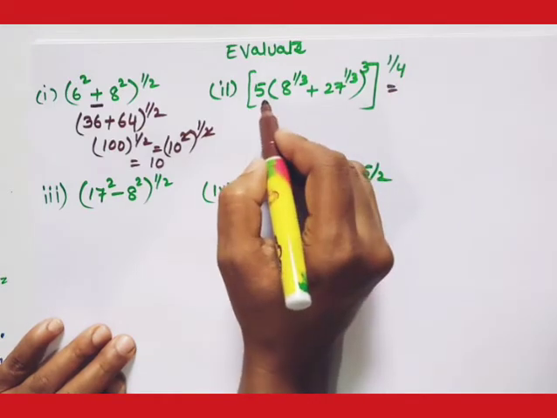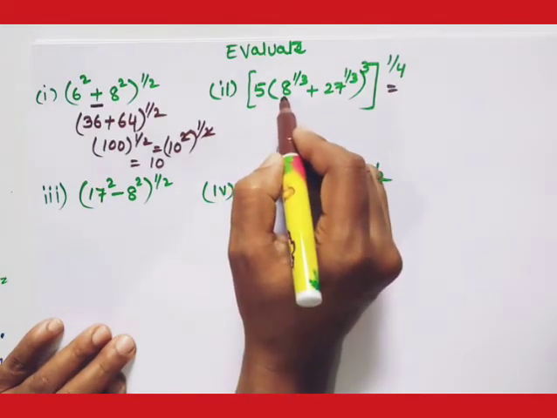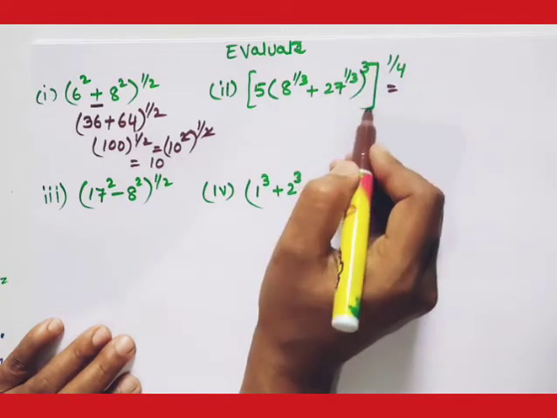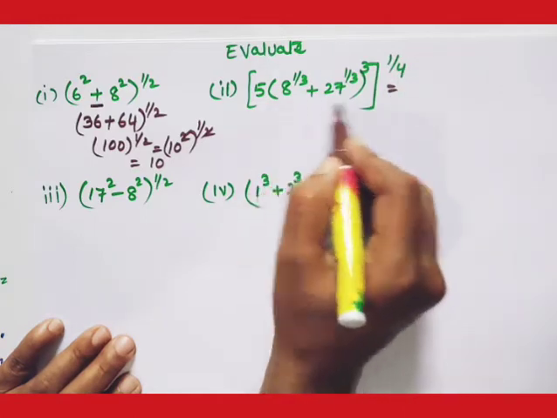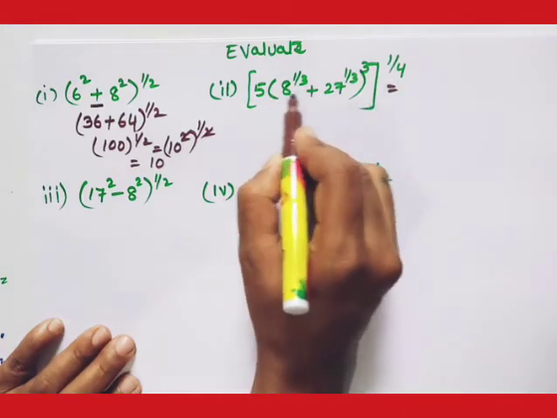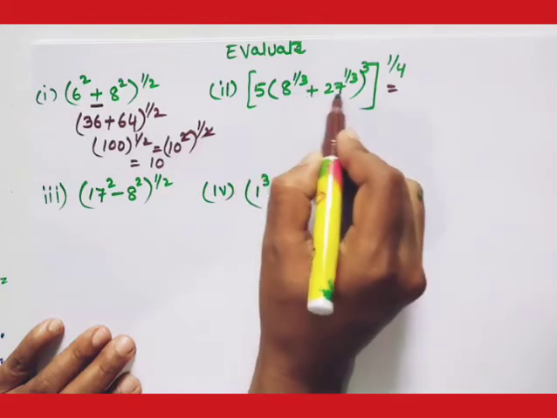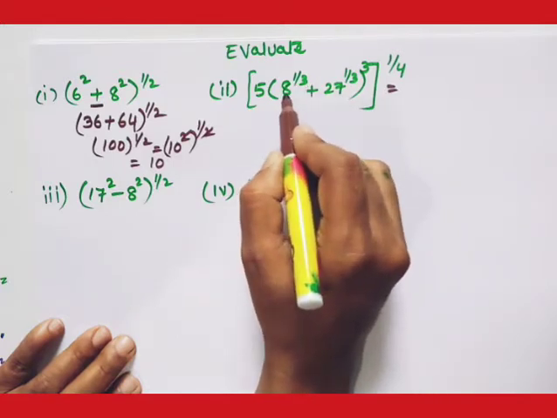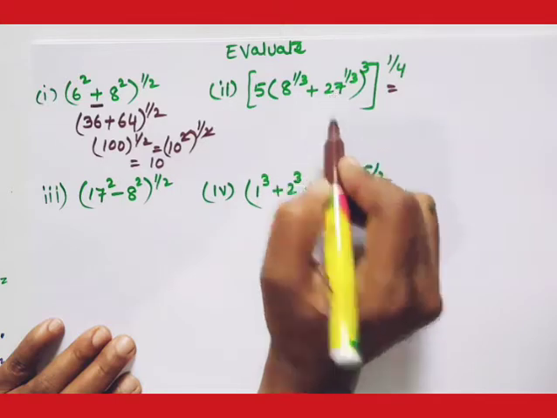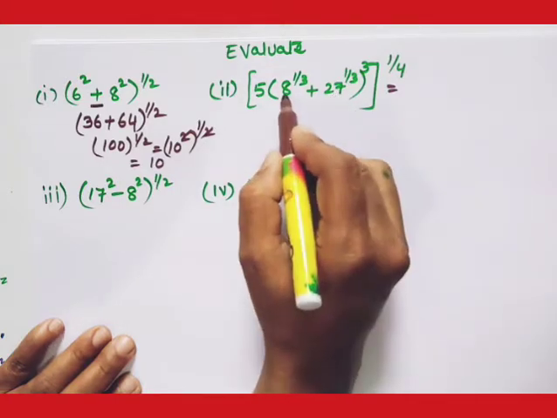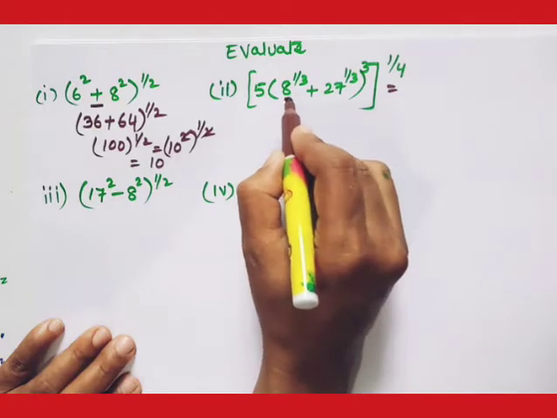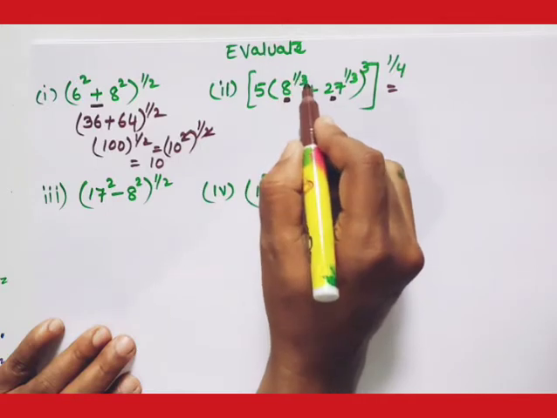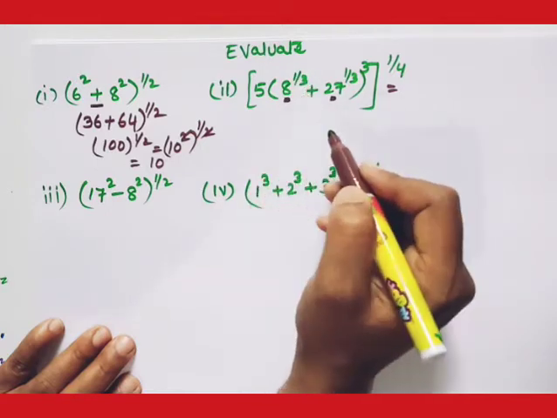Now see the next, this one. Here what you have to do is, see, 5 into 8 to the power 1 by 3 plus 27 to the power 1 by 3 in the bracket cube and then whole bracket 1 by 4. So there are many layers here. First you go to the inner bracket, 8 to the power 1 by 3 plus 27 to the power 1 by 3. 8 to the power 1 by 3 means what? It is cube root of 8 means 2 and cube root of 27 means 3, because power 1 by 3 means cube root. So here you will get 2 and here you will get 3, or you can directly write it as 2 cube to the power 1 by 3. So 3 and 1 by 3 will be cancelled, you will be left with 2.